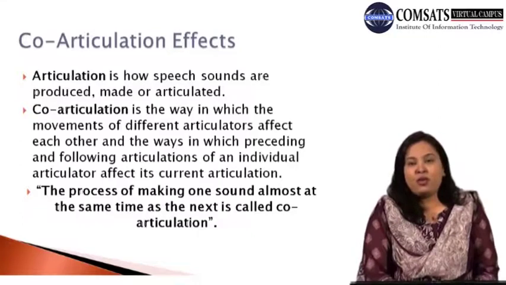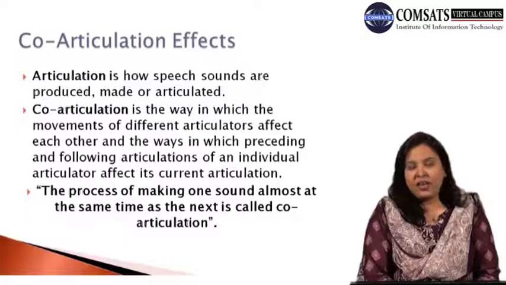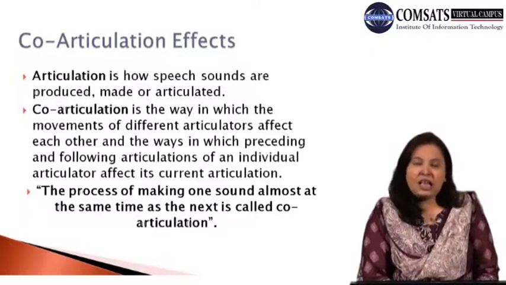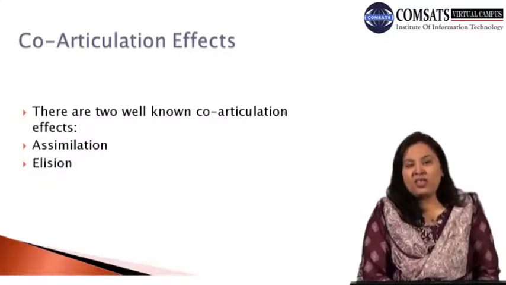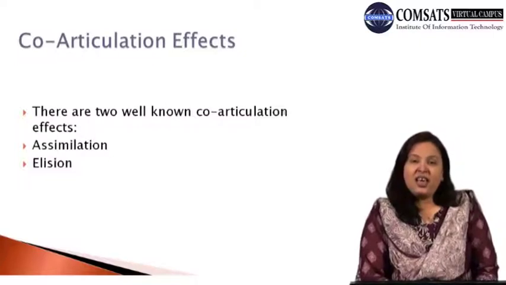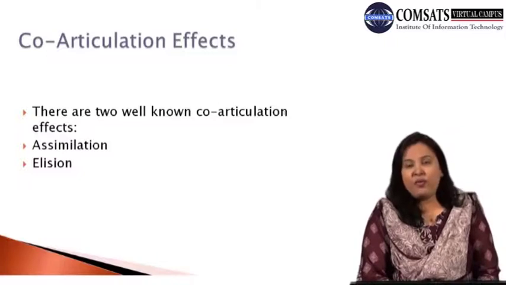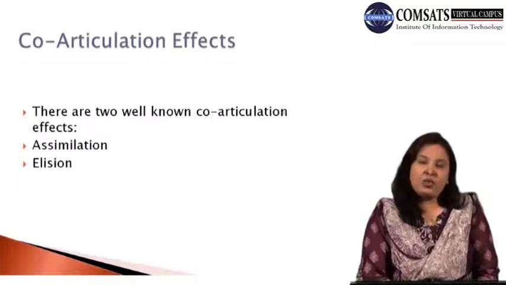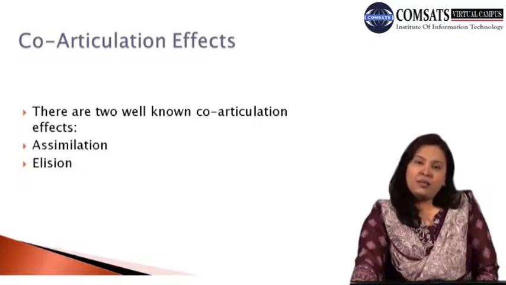Now, with respect to co-articulation effects, there are two most important areas which are quite active in research. They are assimilation and elision. That whenever this co-articulation process happens, as a result, it causes two different kinds of effects. One kind of effect of co-articulation is known as assimilation, and the second effect is known as elision. We will start with assimilation.